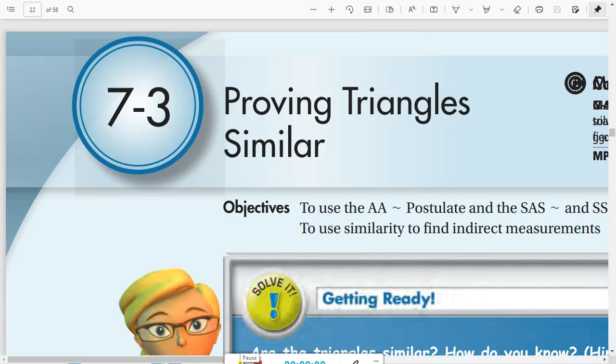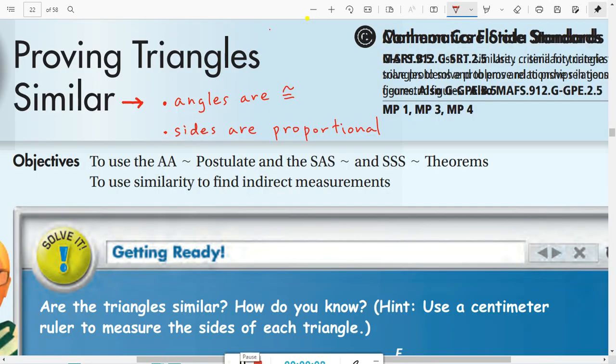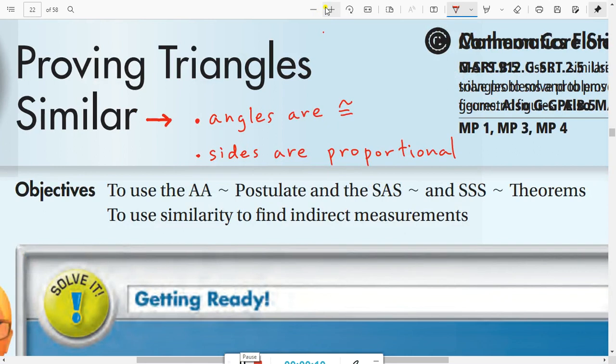Chapter 7-3, Proving Triangles Similar. Okay, so if two triangles are similar, their angles are congruent. This is going from one triangle to the other triangle, okay? And the sides are proportional to each other. So that would be the definition of similar.